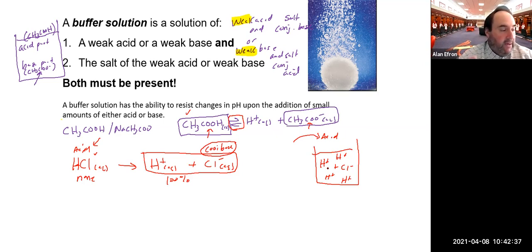Because of that, they will 100% break apart into ions. They won't be able to keep really both of those things in solution to effectively work as a buffer. Any questions on that there?